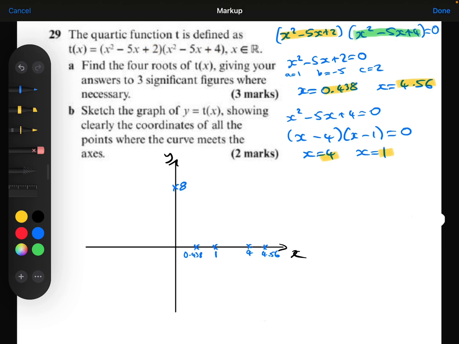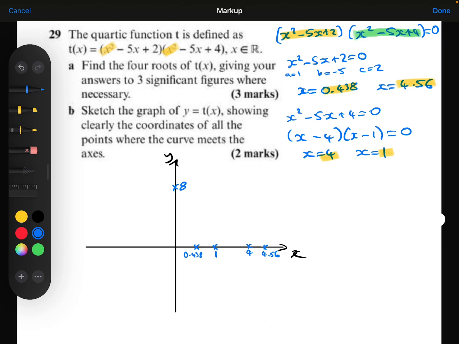The other thing to bear in mind is what sort of shape this is going to be. It's a quartic. Let's just double check whether it's a positive quartic or a negative quartic. Remember, positive quartics will look like this normally. Negative quartics will look something like this. In this case, it's a positive because if I did expand this out, I'd have a positive x squared times a positive x squared, which would give a positive x to the power 4.